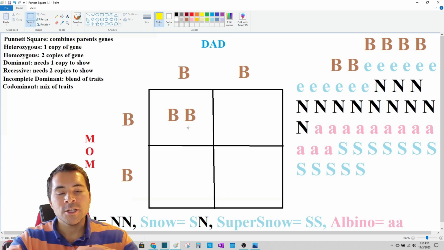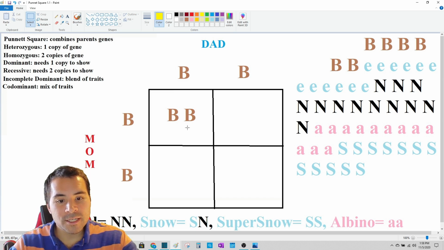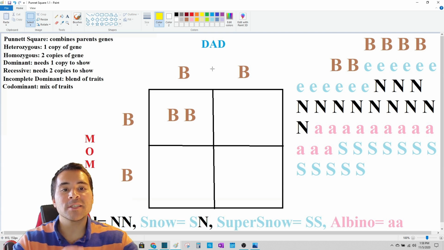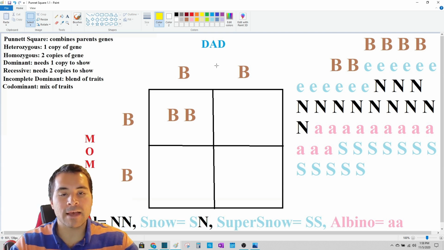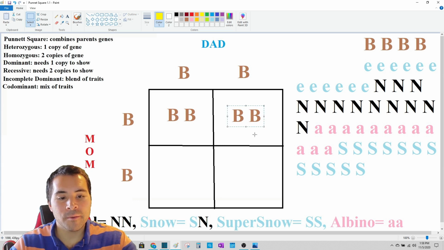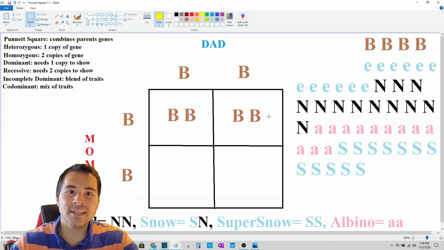But remember, genetics is all about odds and percentages. So this is only one of 4 possibilities of what can happen to you. You must combine the other possibilities to see what your percentages are of you turning out to have brown eyes. So let's continue this process. This B is going to drop down here, and this B is going to carry over here. And guess what? Again, you're going to have brown eyes according to this box.